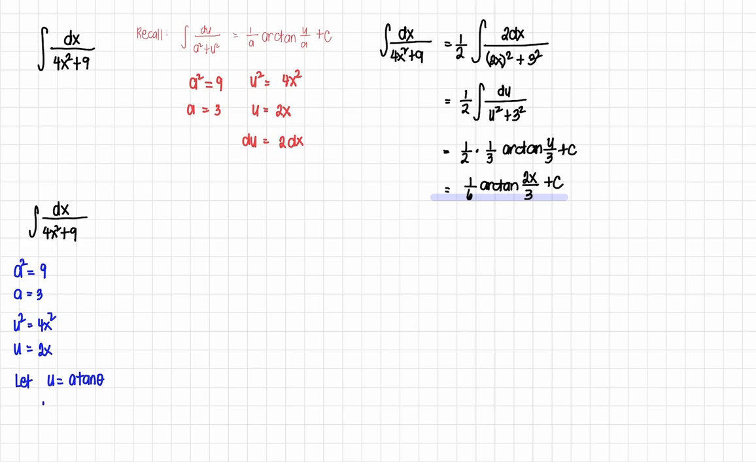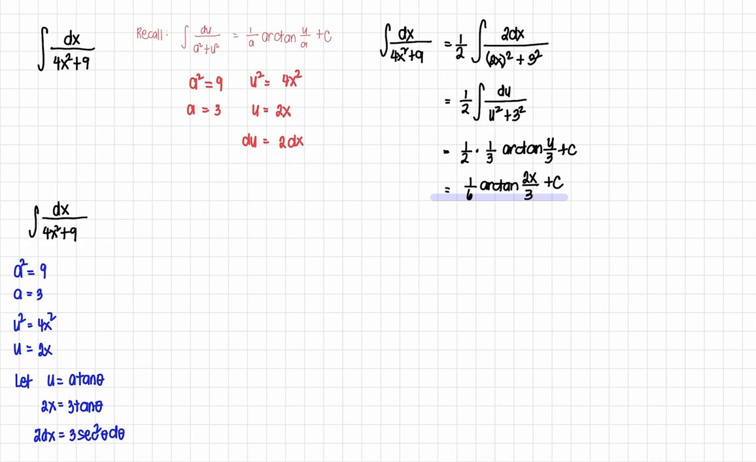So what is u equal to? It's 2x. And what is a equal to? That's 3, so 2x equals 3 tangent theta. So that is now the relationship between the old variable x and the new variable theta. So we find the differential. 2 dx equals 3 secant squared theta d theta, since the derivative of tangent is secant squared. Alright? So we have 2 dx here again, so we're going to put 2 here.